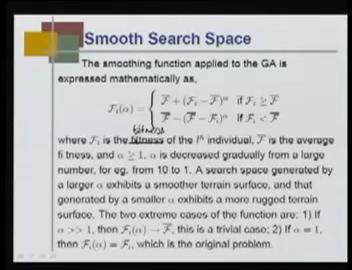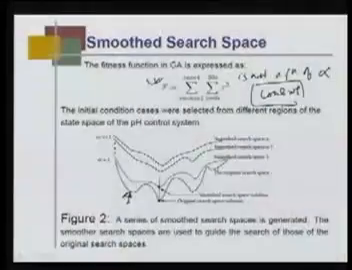Alpha is decreased gradually from a large number, from 10 to 1. A search space generated by a larger alpha exhibits a smoother terrain surface, and one generated by a smaller alpha exhibits a more rugged terrain surface. Those two extreme cases are: if alpha is much greater than 1, then f_i alpha is f bar, which is the trivial case, and if alpha is equal to 1, then f_i alpha is f_i, which is the original problem. So, this is what we wanted actually.